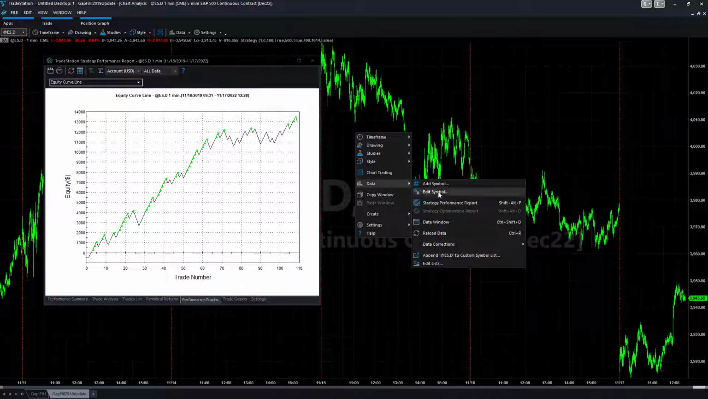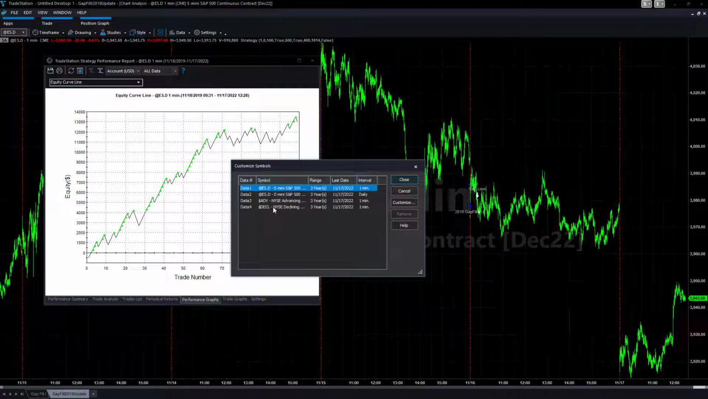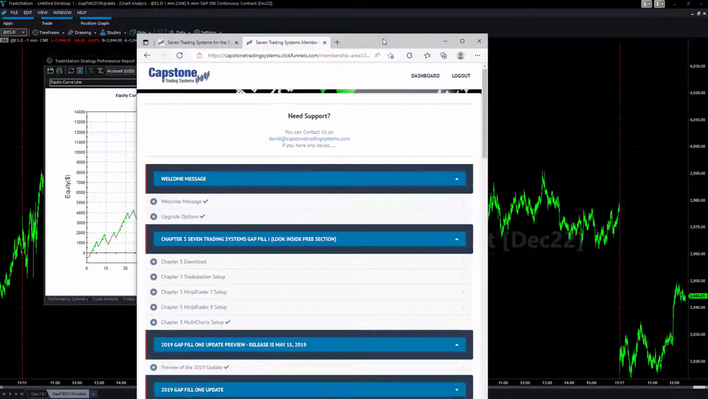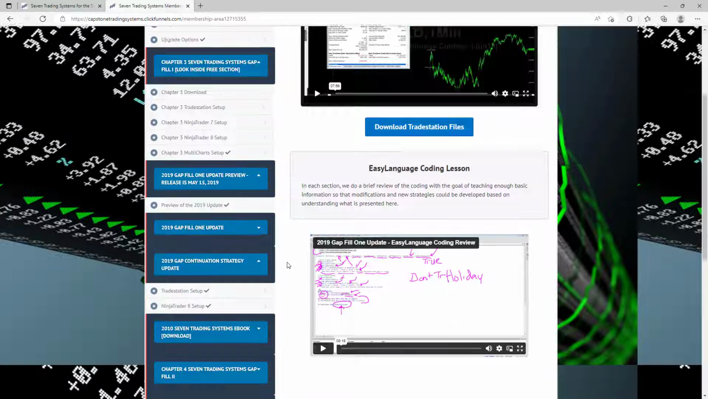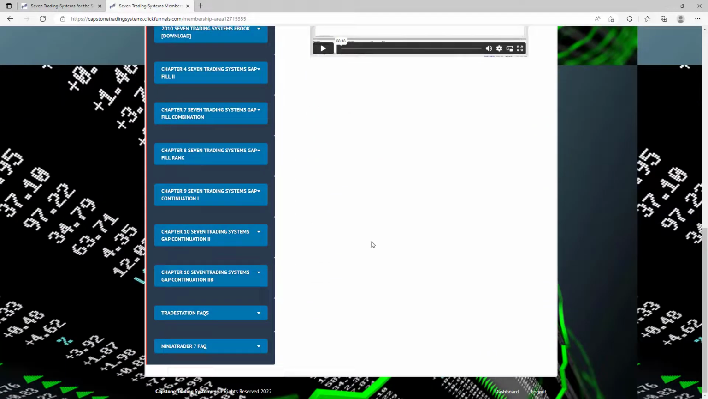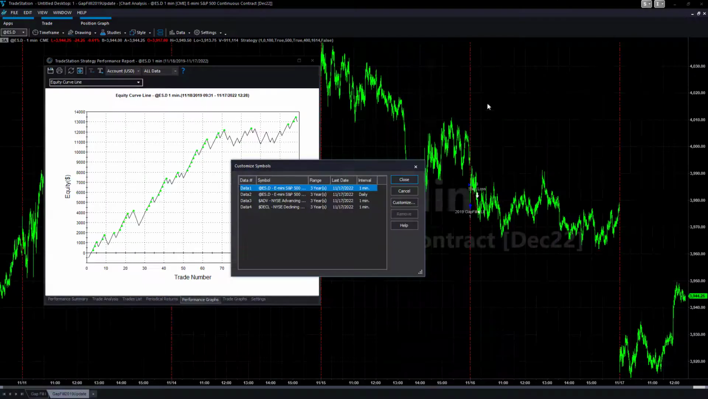I'm going to show you that. Advancers minus decliners. You can also use $ADD to cover both of those. And so I may have a 2022 update that I add to the members area. The members area, if you don't know, covers the code for all of these strategies. You can download all the strategies in the book, 7 Trading Systems for the S&P Futures.